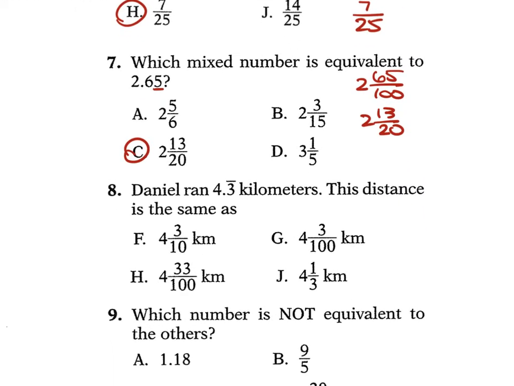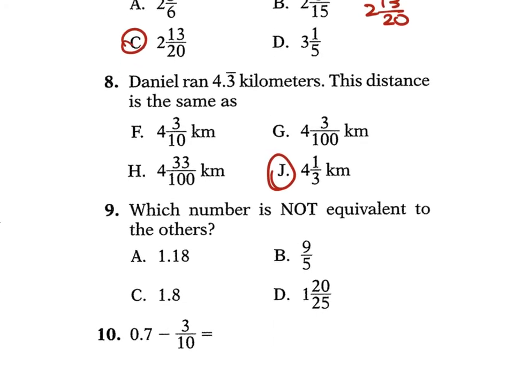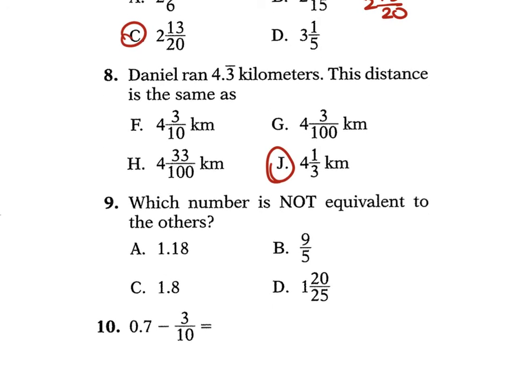8 says Daniel ran 4.3 repeating kilometers. This distance is the same as 4 and 1/3. That's what it is. J is 4 and 1/3. 9 asks which number is not equivalent to the others. For A, we have 1.18. C is 1.8. Those are two totally different things. For B, we have 9 over 5, which is 1.8. And then D, we have 1 and 20 over 25. The 20 over 25 is 0.8, so that's 1.8 as well. So A is not equivalent to the others.